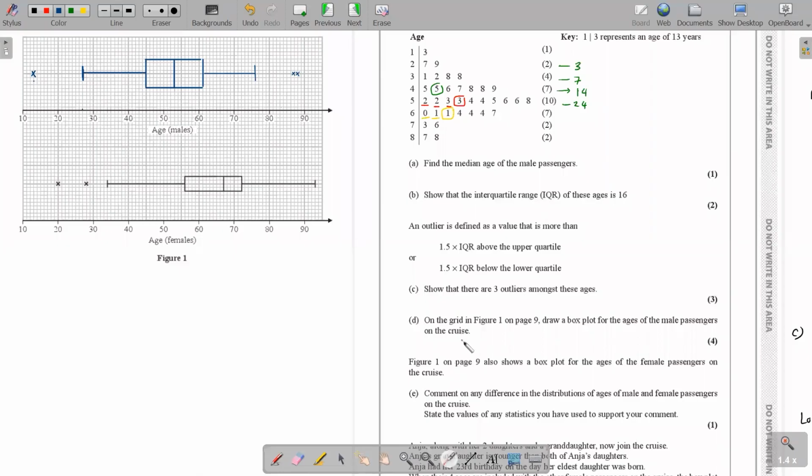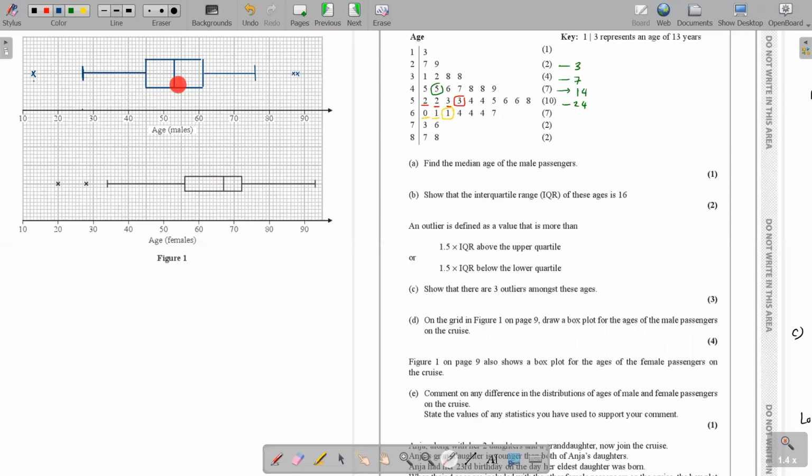Okay, part D. Part D we just did. Part E, let's go. Figure 1 on page 9 also shows a box plot for the ages of the female passengers on the cruise. So you can see the box plot that gives you the data about the female passengers. Comment on any differences in the distributions of ages of male and female passengers on the cruise. State the values of any statistics that you have used to support your comment. So they've just given you 1 mark. So what's the best comment that you can give? For 1 mark, you can give 1 comment.